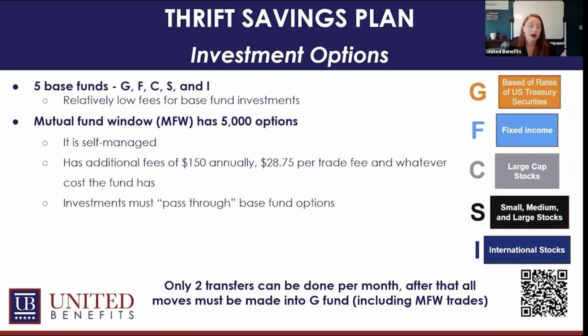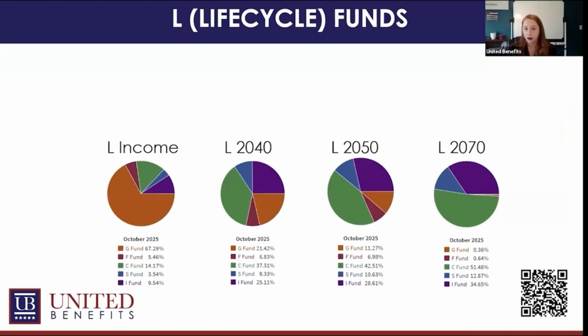Also, in order to contribute to the mutual fund window, you do have a pass-through, which means your investments will go to your base funds, the G, F, C, S, and I funds, and then you can transfer into the mutual fund window. Of course, there's a minimum amount that you need to start in the mutual fund window, and there is a maximum. So you cannot contribute more than 0.25% of your TSP balance into the mutual fund window.